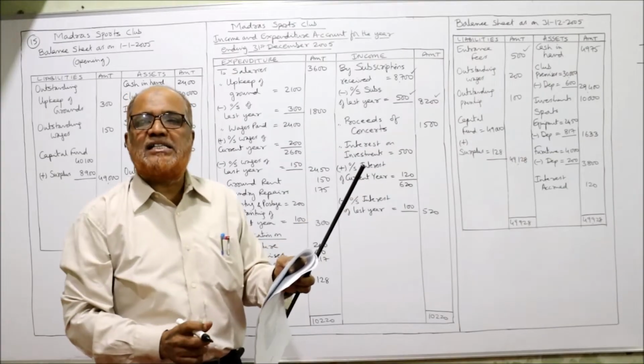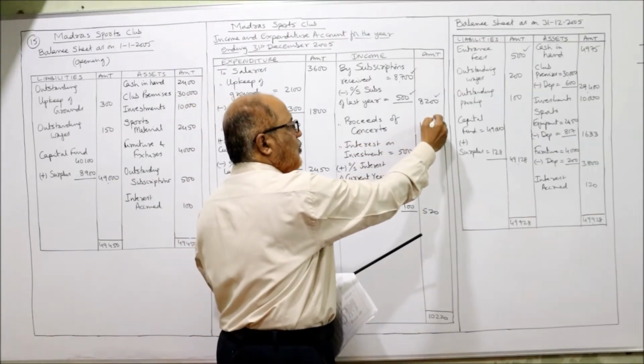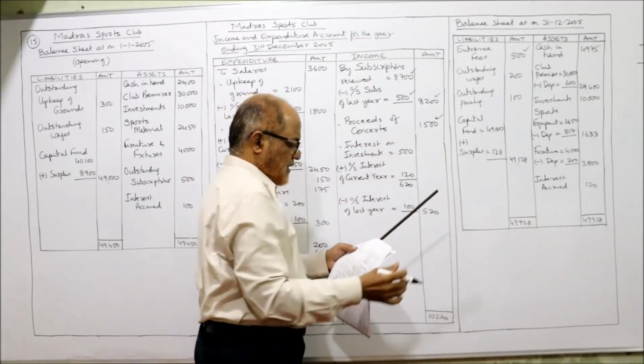Then subscription, I told you just now. Then proceeds of concerts. This is an income, revenue income. So proceeds of concerts 1,500. No adjustment, nothing. This is taken.